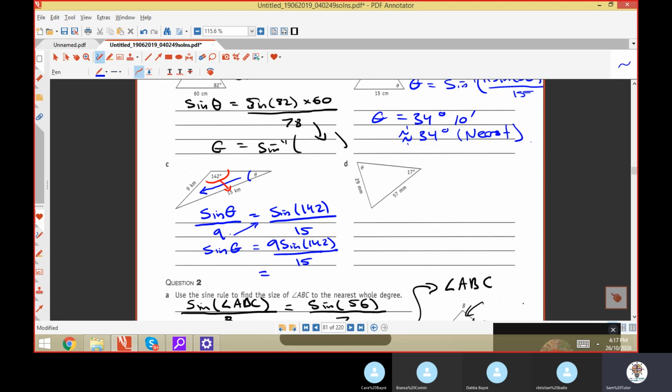So what you do on your calculator is you go shift, inverse sine, right? So you go theta equals sine inverse, open bracket, 9 times sine 142 all over 15. It's quite a lot when you type that up in the calculator, but that's how you evaluate the angle. Once you evaluate the angle, you press the degrees button, convert into degrees, and that's it. Easy as that. 9 times sine 142, divide by 15. It's got 26.678. When you press that button, you get approximately 21 degrees, 40 minutes.